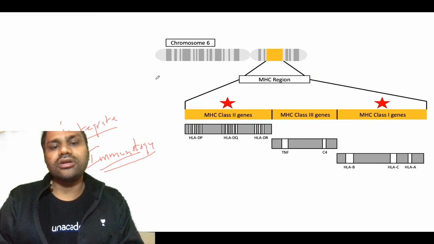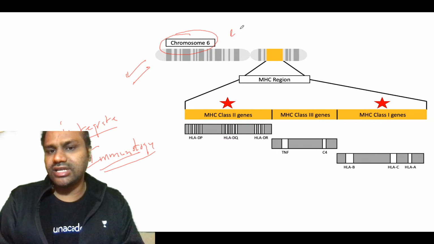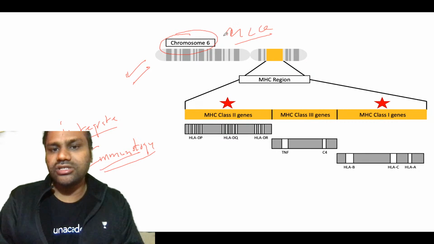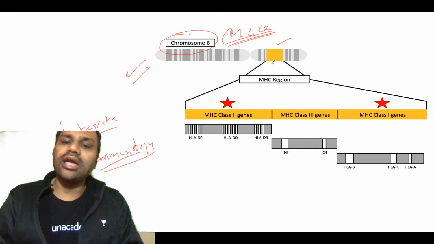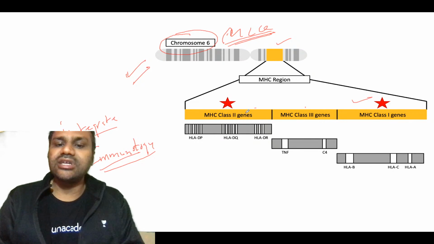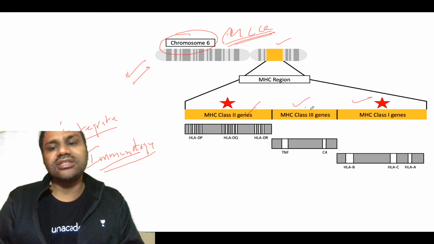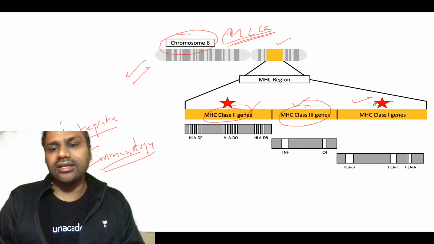So what do you need to know in general pathology? Where does MHC lie? MHC lies in chromosome 6. This is an MCQ, it is asked very often, a direct question comes. The MHC region has 3 genes: MHC class 1, MHC class 2 and MHC class 3. These are the 3 major genes present in the MHC region on chromosome 6.